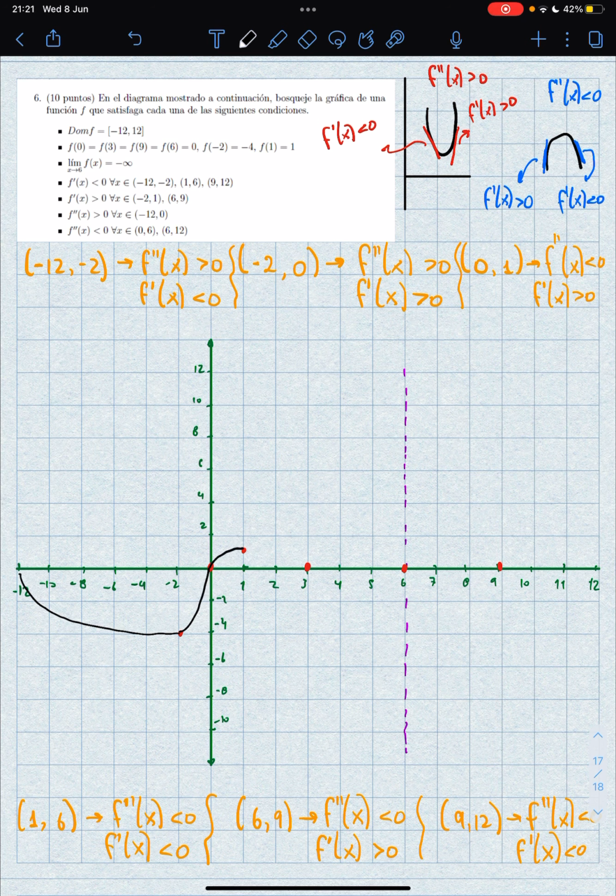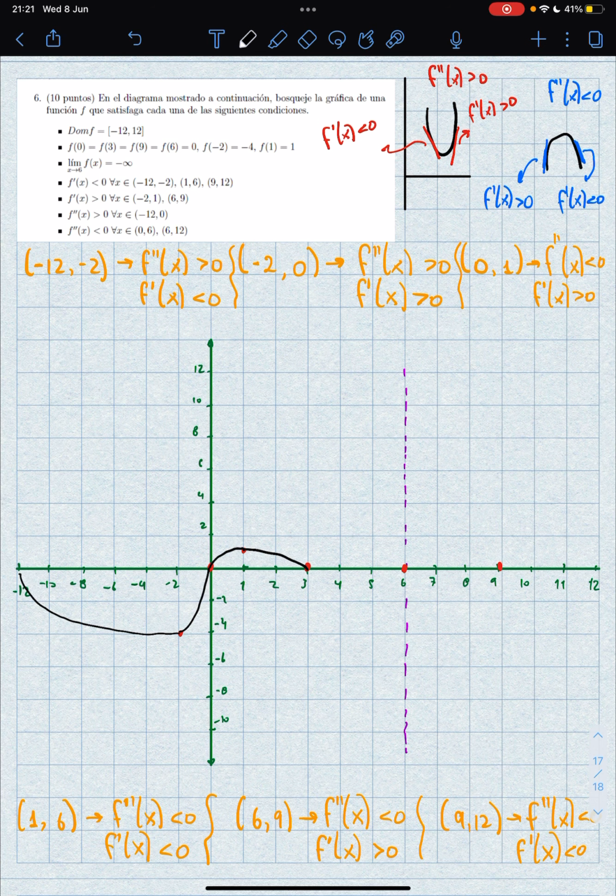Then from 1 to 6, the second derivative is gonna be less than 0. I am here. So this means that we still have a maximum, and the first derivative is less than 0. So I am in this case here. So this is gonna be probably something like this. Right? Okay.